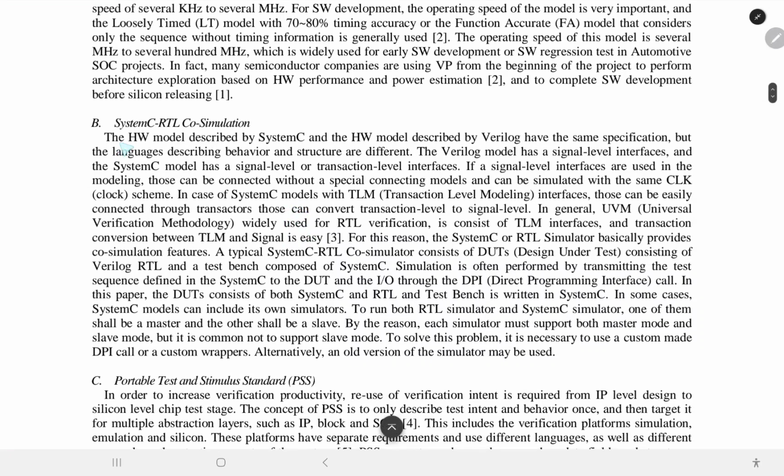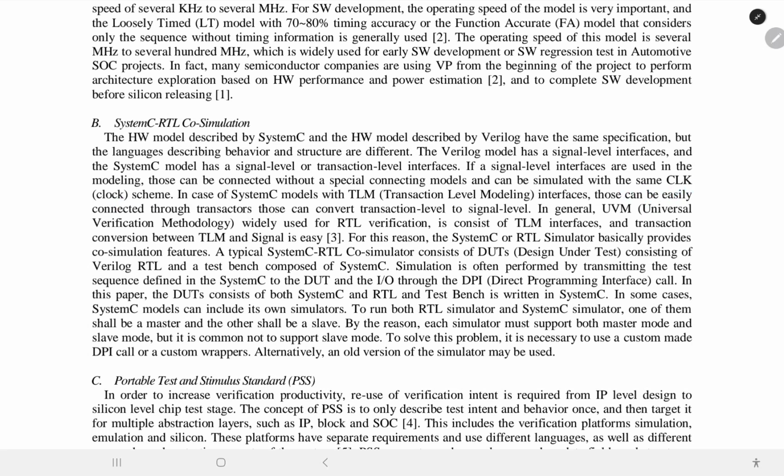SystemC-RTL code simulation. The hardware model described by SystemC and the hardware model described by Verilog have the same specification, but the languages describe the behavior and the structure differently. The Verilog model has signal-level interfaces, and the SystemC model has signal-level or transaction-level interfaces. If signal-level interfaces are used in the modeling, those can be connected without special connecting models and can be simulated with the same clock scheme.